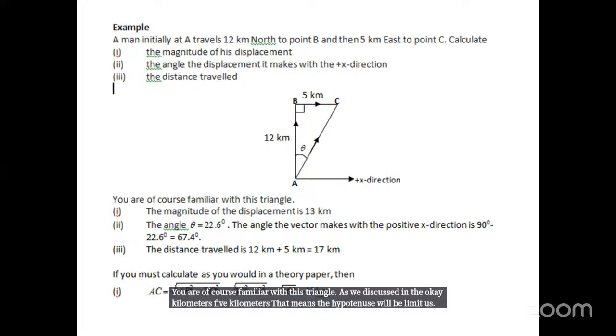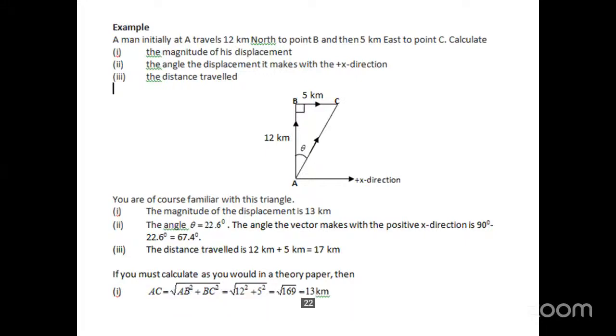Angle theta is 22.6 degrees. Calculate that from opposite to adjacent.